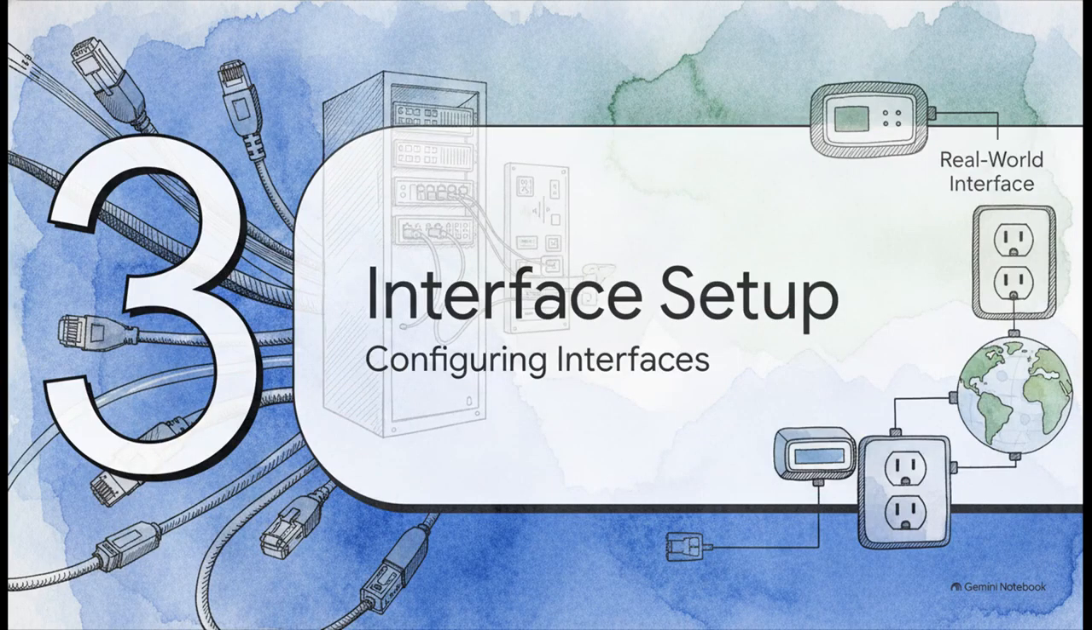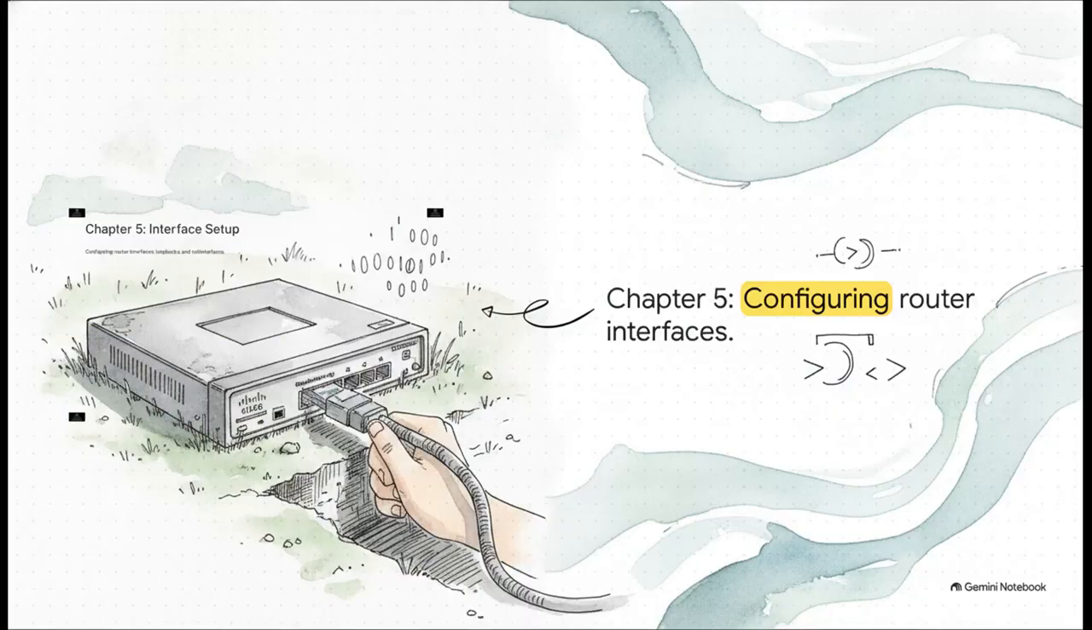All right, moving right along. Part 3. Real-world interface setup. Let's bring this device online. Let's set the scene here. Imagine you're out in the field. You've just physically plugged a cable from a brand new WAN link, provided by your ISP, straight into GigabitEthernet 0/0 on your router. The hardware is physically connected, so now it's time to bring that interface to life in the software.